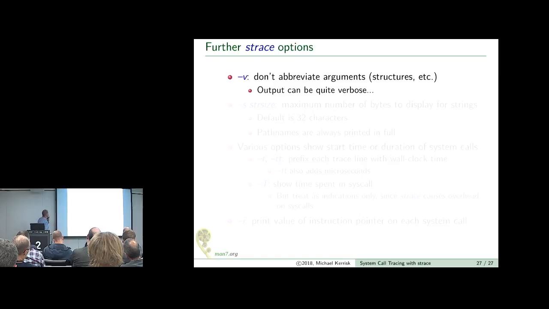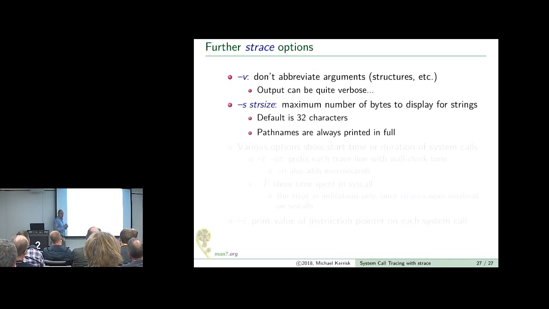Okay. There are a few other options as well, which I'll just mention very briefly. -v says be verbose, don't abbreviate structures and arguments that are shown to us, because by default, if you've got a very large structure, strace only displays part of it, but perhaps you want to see all of it. By default, strings are limited to the first 32 bytes. Again, you can change this with strace -s and then the string size. Just by the way, strace knows that path names are special. Regardless of this option, it always displays the complete path name string.